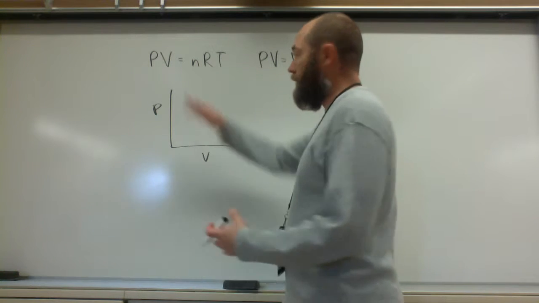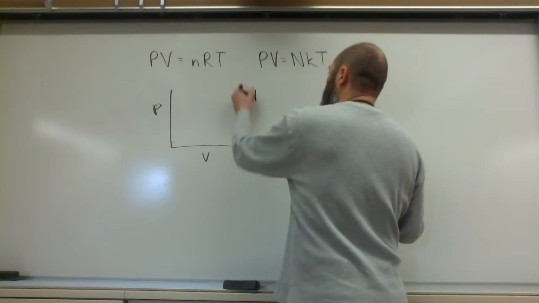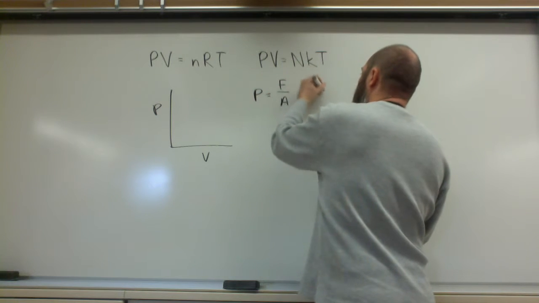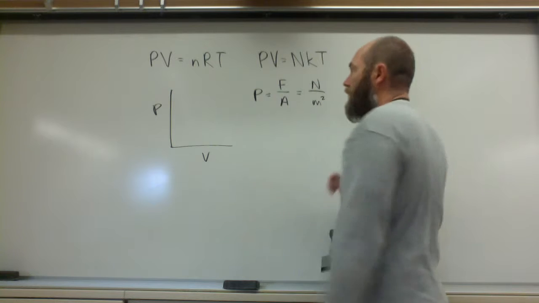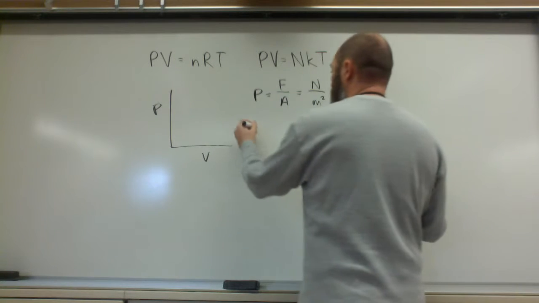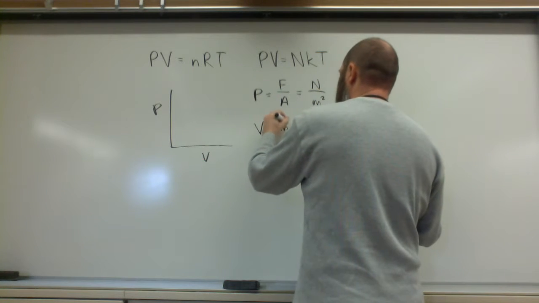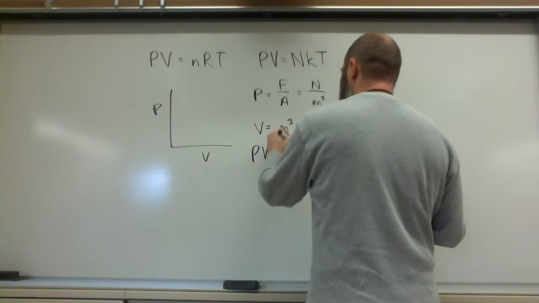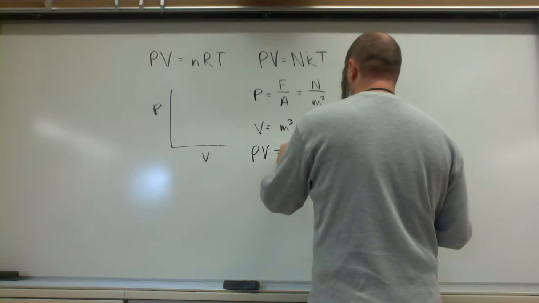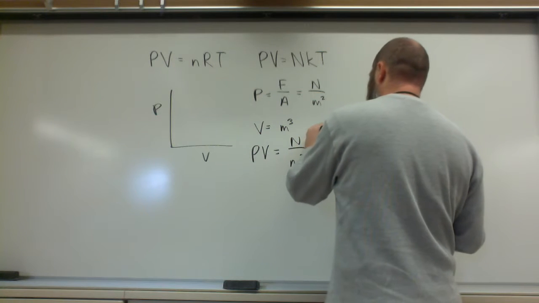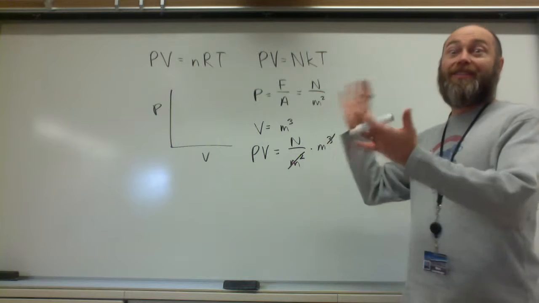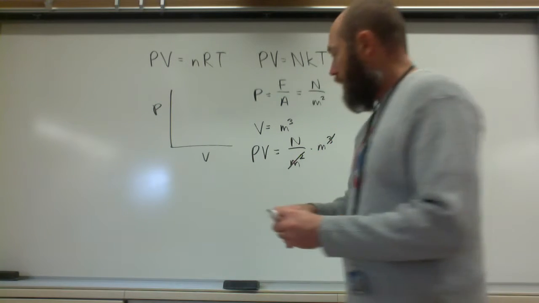But I can show that to you if you take a look. We know, hey, pressure is force over area. Force is newtons. Area is meters squared. And then volume is meters cubed. So if I take pressure times volume, I get newtons per meter squared times meters cubed. That goes away. I get a newton meter. A newton meter is a joule, energy, okay?